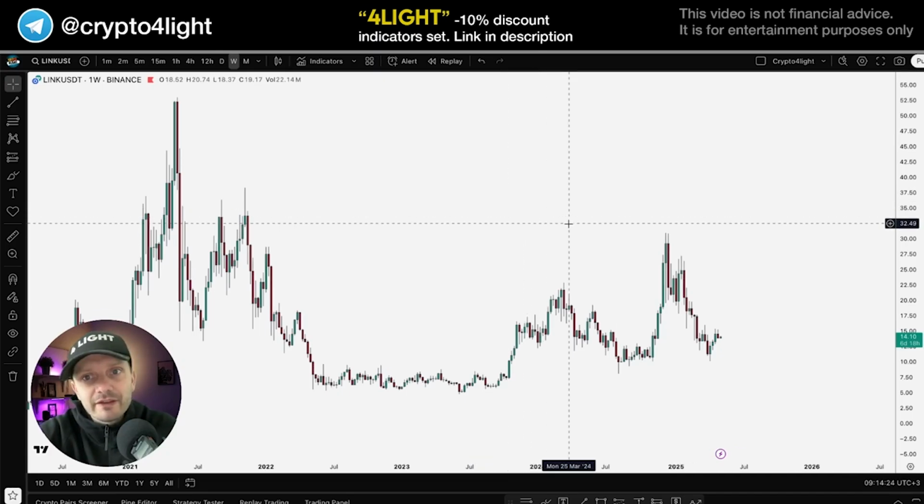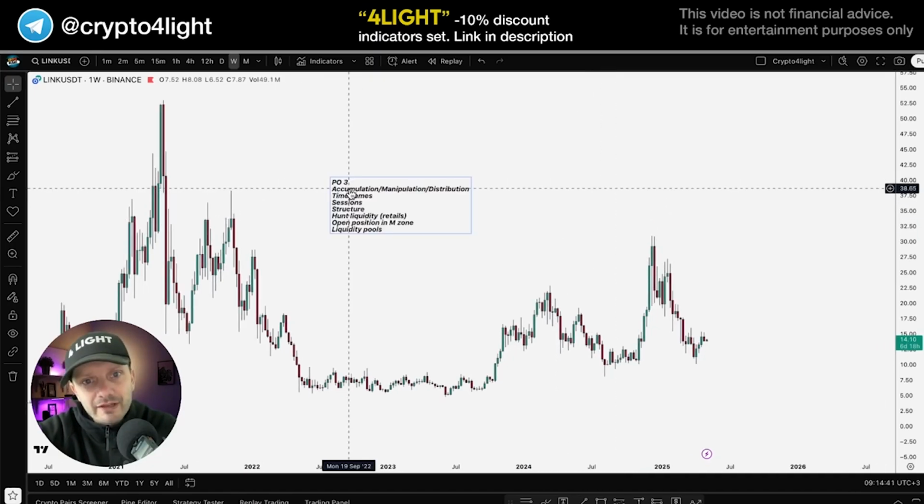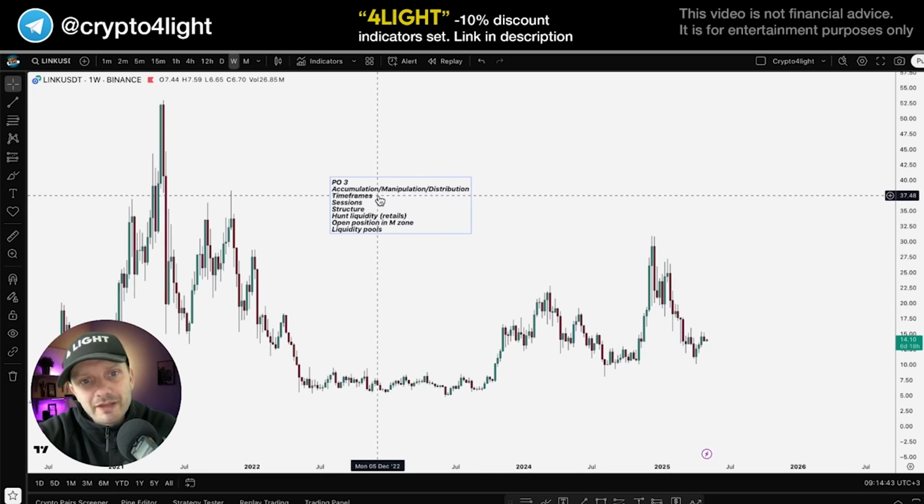So if you find something you've already seen before, for example on the 5 minute time frame, it can repeat itself on the 1 hour time frame, on the weekly time frame. And on the link, I want to show you the examples. Power of 3: accumulation, manipulation, distribution. We need to pay attention to the time frame.